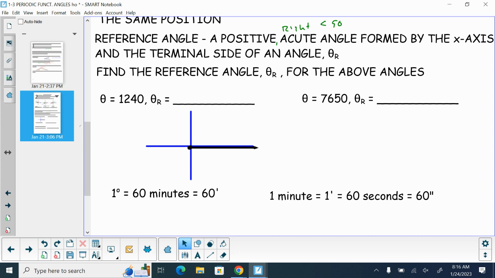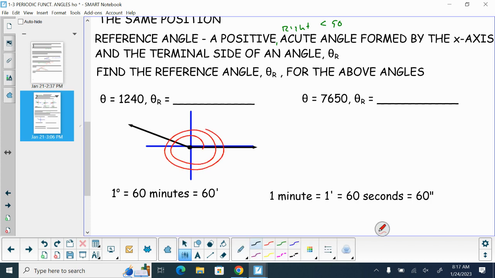360. So he spun around here. Okay, we had one circle, 360, second circle, 720, third circle, 1080. So that's 1080 going 3 circles. That gives us 1170, or 1260. So we're at 1240 in there. So we just did a bunch of circles here to end up there. Okay, what is our reference angle?